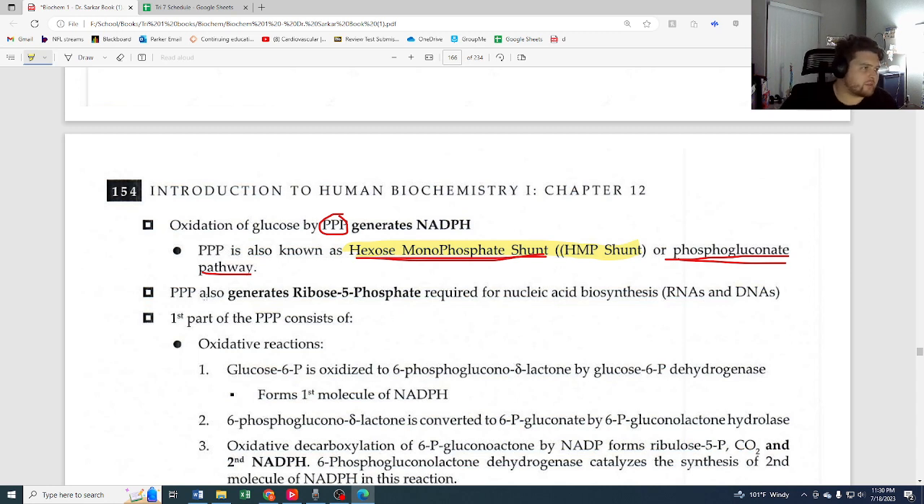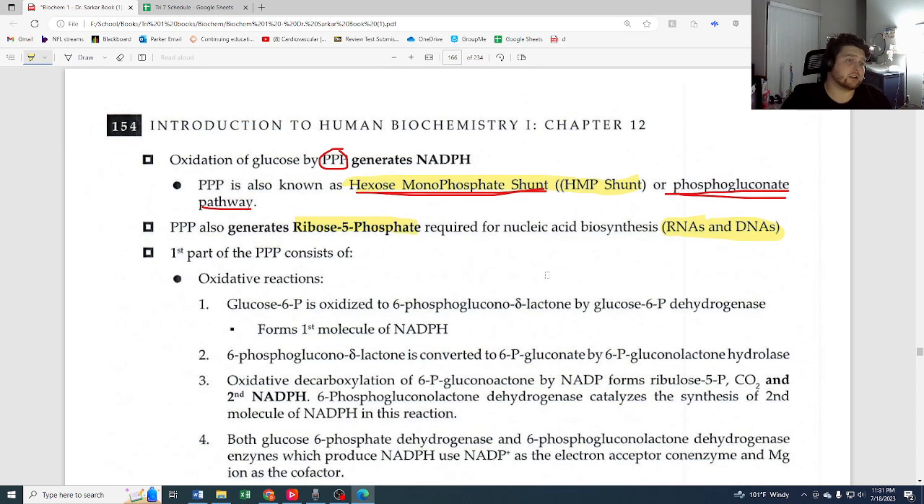The pentose phosphate pathway also generates ribose 5-phosphate, which is required for nucleic acid biosynthesis. Without the PPP, we would not have RNA and DNA being made, and RNA is needed for all of our protein expression, and DNA is who we are. It's needed in all of our cells, otherwise there are no cells. The cell cannot function.